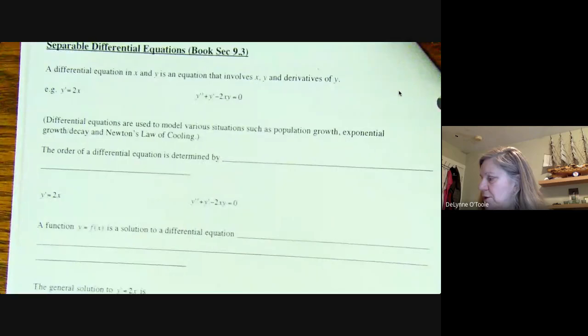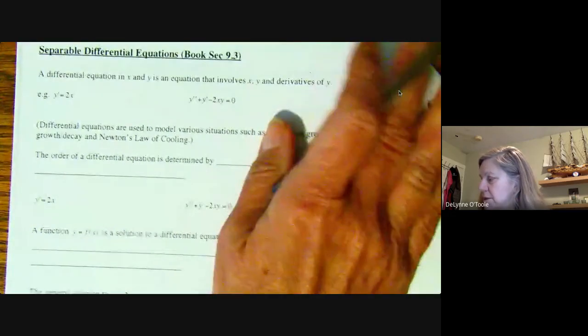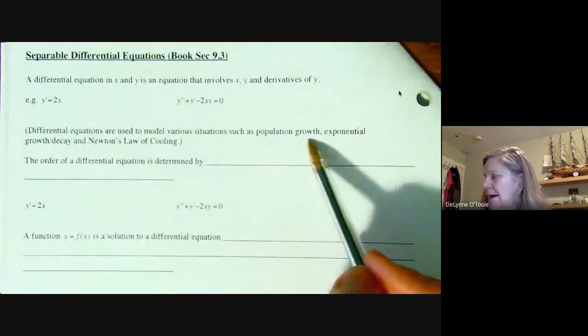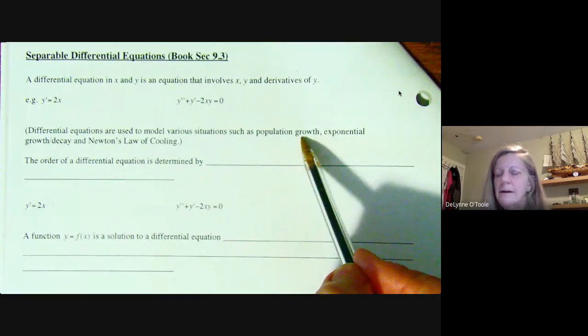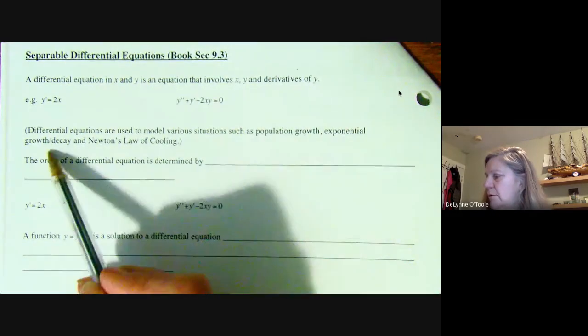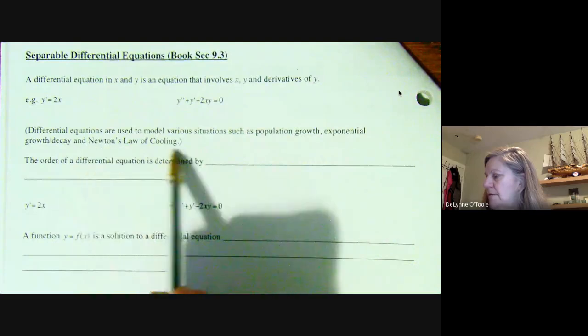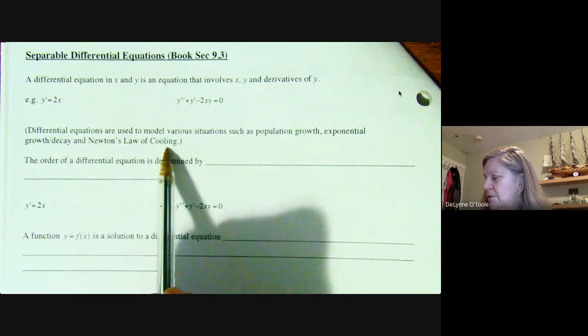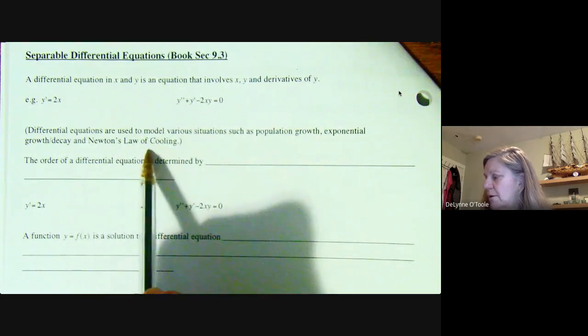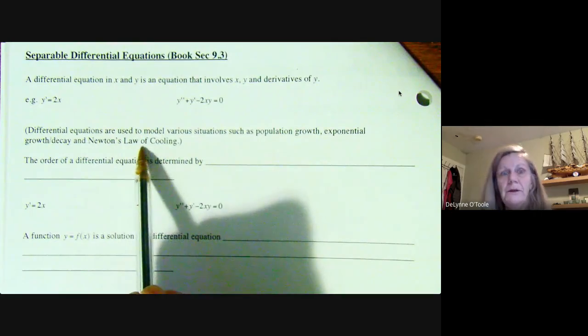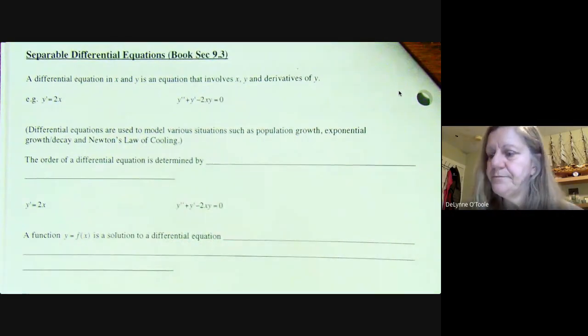Differential equations are used to model situations such as population growth. We'll actually be looking at that model. Exponential growth and decay, we'll be looking at that model. And if you've taken physics, Newton's law of cooling, differential equations are used to model that as well. We'll also be looking at a problem later on in the class involving Newton's law of cooling.